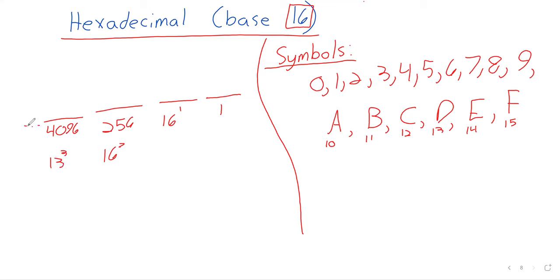And so on. The next place would be, what am I doing? Sometimes I just write stuff and I don't know why. Not 13 cubed, 16 cubed. The next place would be 16 to the fourth and so on. So if we have a number in hexadecimal, it might look like D, 9, A, 1.